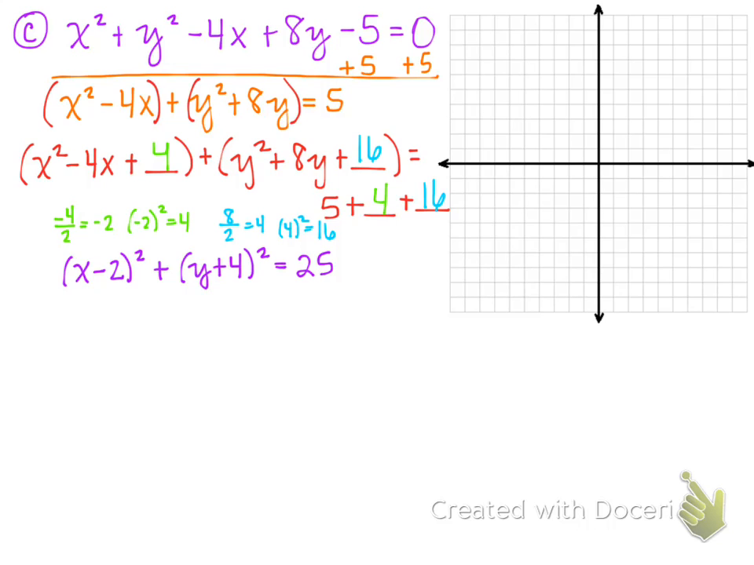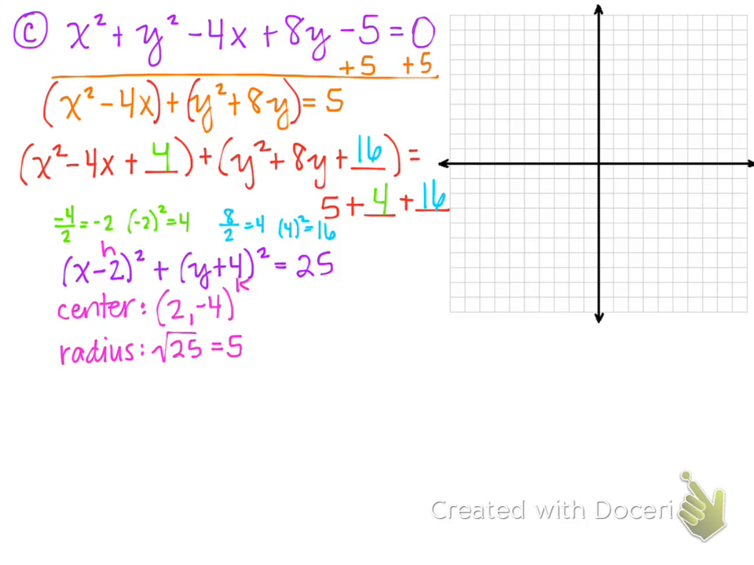So the next thing we got to do is do like we've been doing. We're going to pull out the center and we're going to pull out the radius and we're going to sketch it. So the center for this one, here's our h, here's our k. We're going to change the sign of the 2, so we get positive 2, and change the sign of the k, so we get negative 4. So our center is at 2, negative 4. And then our radius is the square root of 25, which is 5.